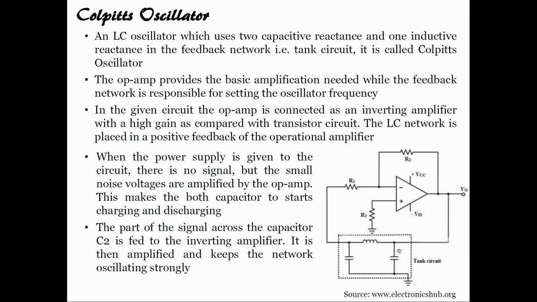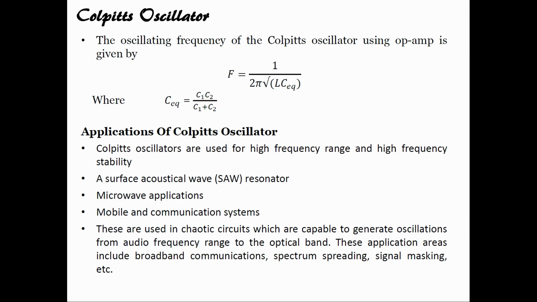The part of the signal across the capacitor C2 is fed back to the inverting amplifier, then amplified and keeps the network oscillating strongly. So, initially we amplify the noise voltage with the help of the amplifier, it is fed back to the tank circuit, and part of the signal is fed back to the amplifier, which causes strong oscillations. Here we have the same formula, but instead of L equivalent we have C equivalent, and we know that C equivalent is nothing but C1 C2 by C1 plus C2.